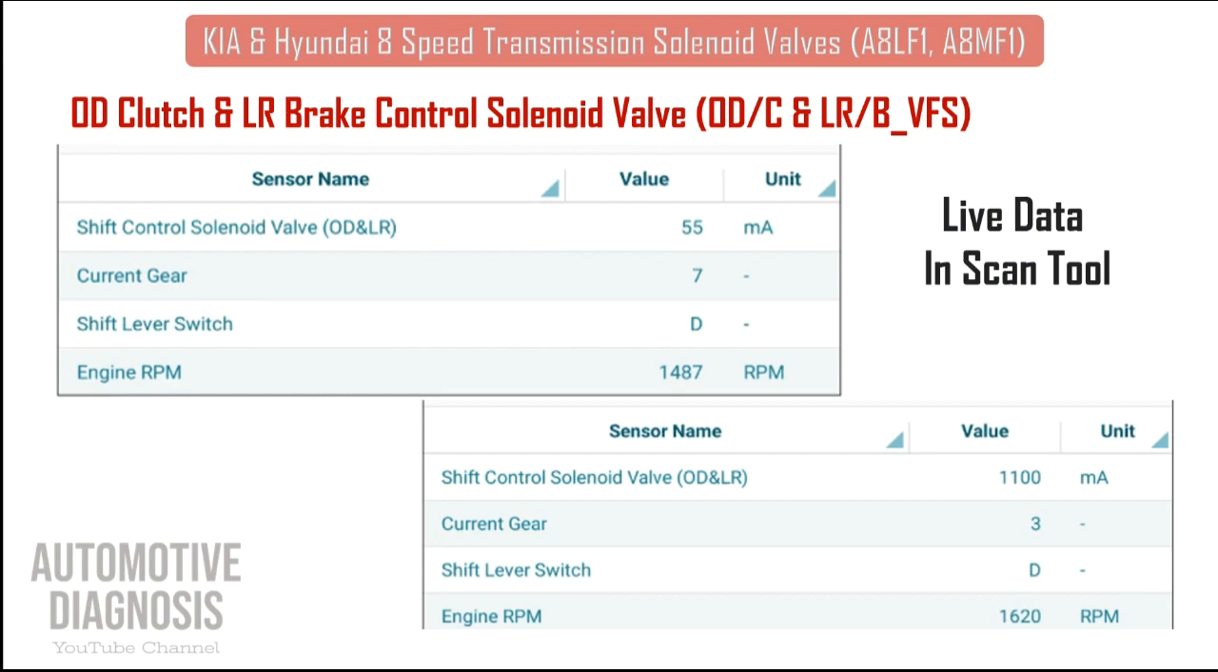The procedure for checking the live data in the scan tool for this solenoid valve is exactly like the previous one. When low current is provided to this solenoid, we know that the clutch pack is already engaged because oil is going to the overdrive clutch right now. But in gear number 3, we know that neither the overdrive clutch nor the low and reverse brake is working. So it means that this solenoid is normal high.